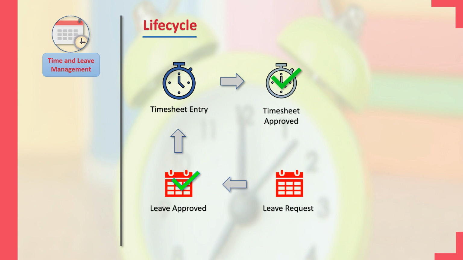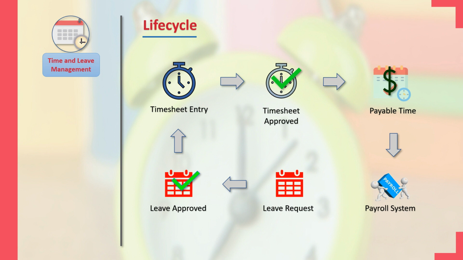So once the timesheets are approved, the payable time is generated out of the approved timesheets. Payable time is basically the time which is supposed to be sent to the payroll for the calculation of wages and salaries. So once the payable time is generated, it is then sent to the payroll system for the calculation of wages and salaries.